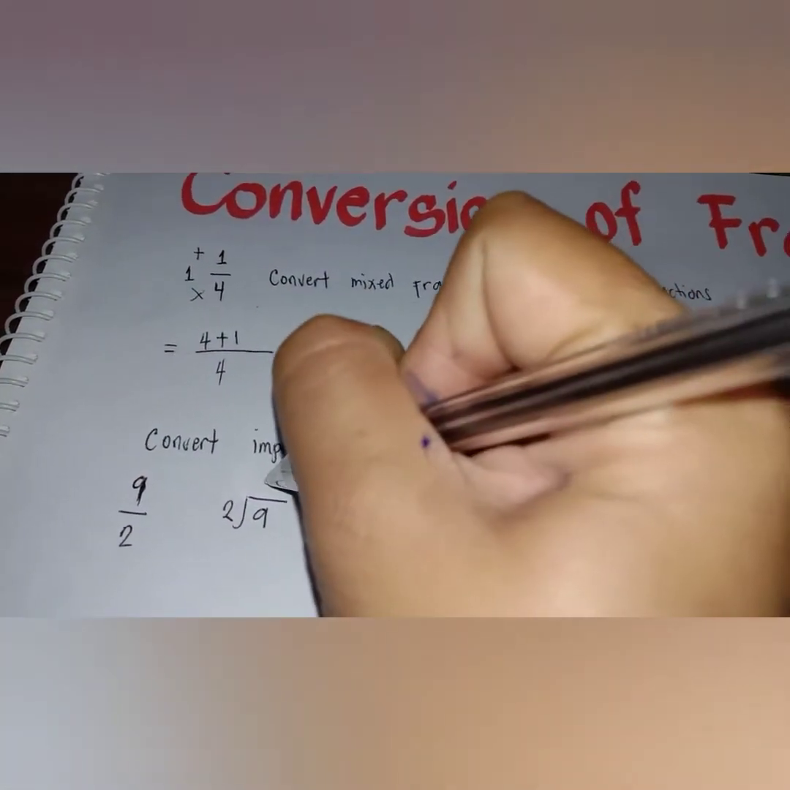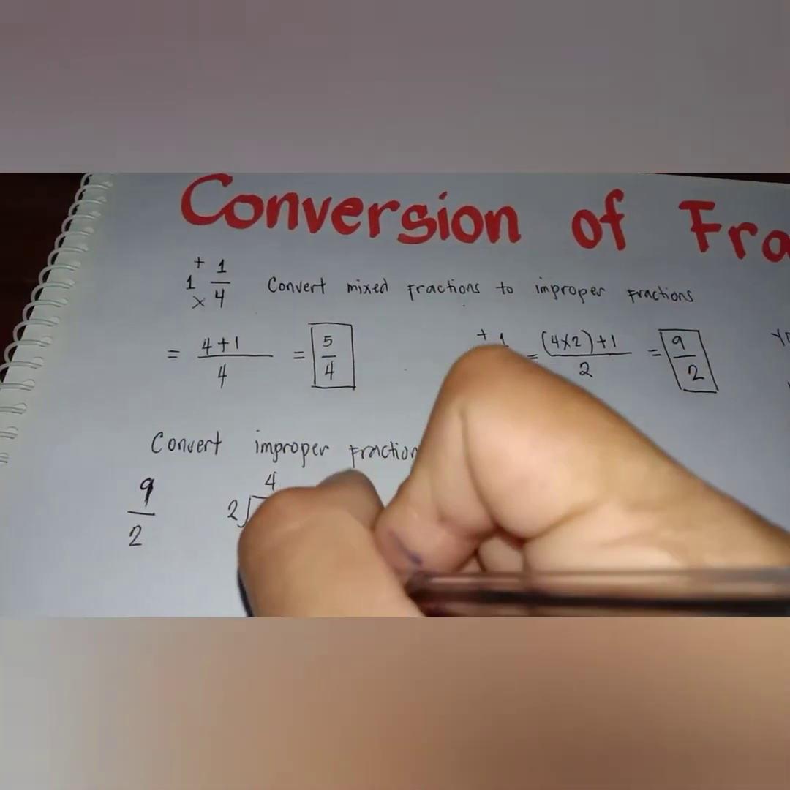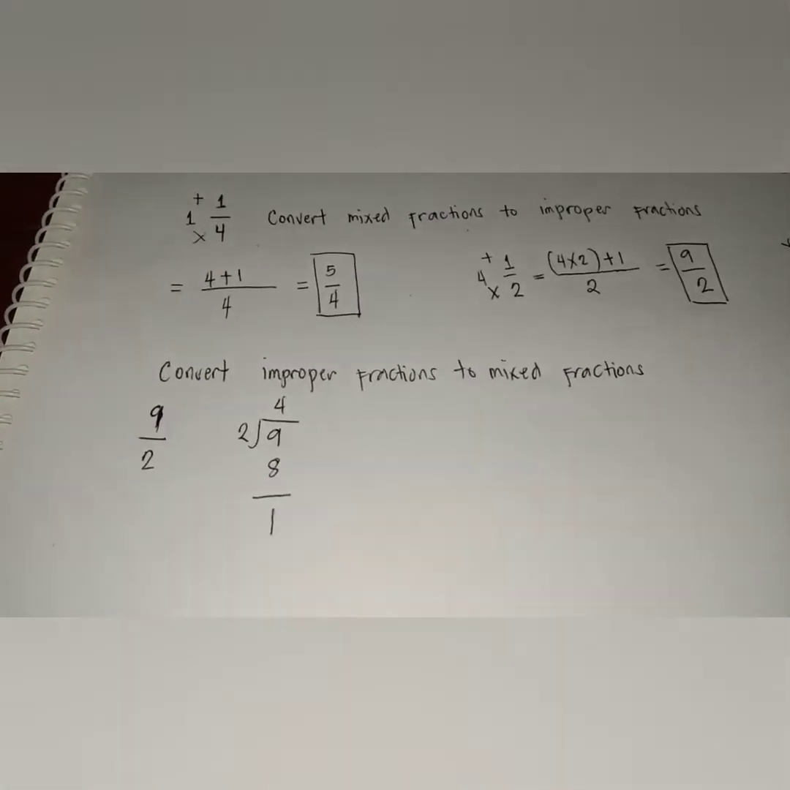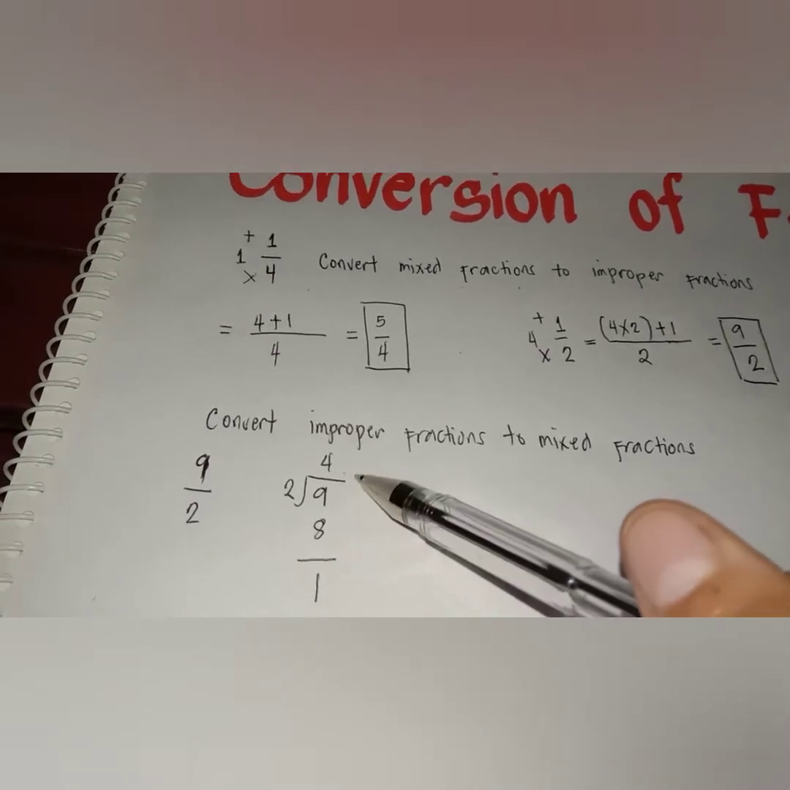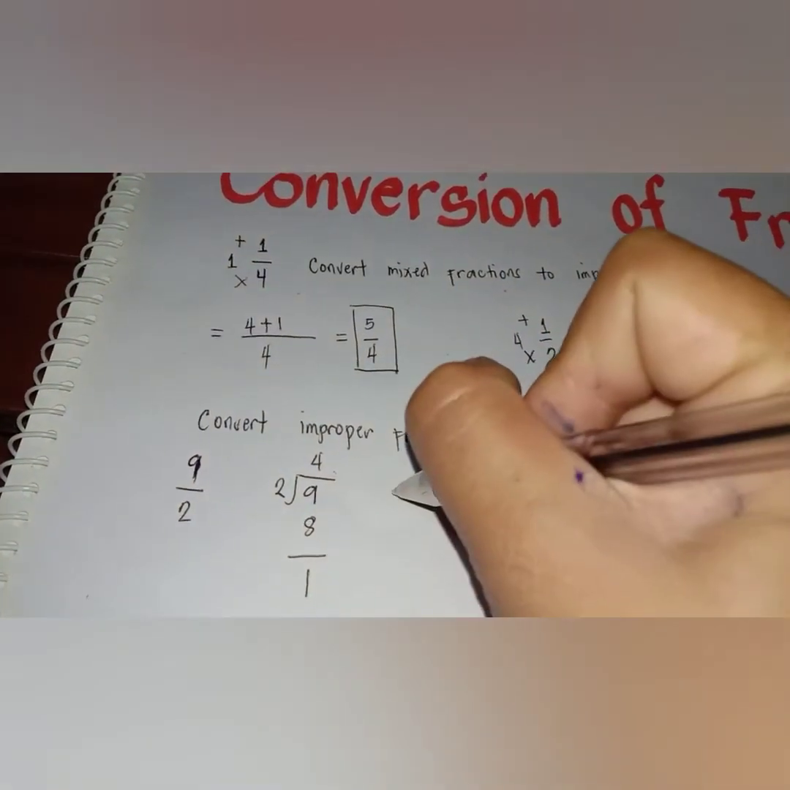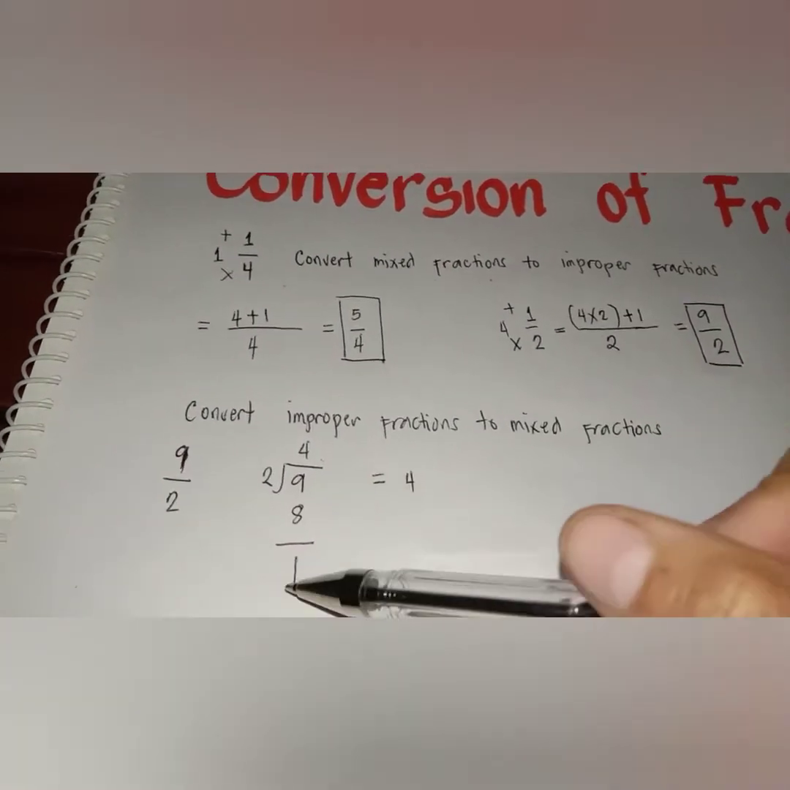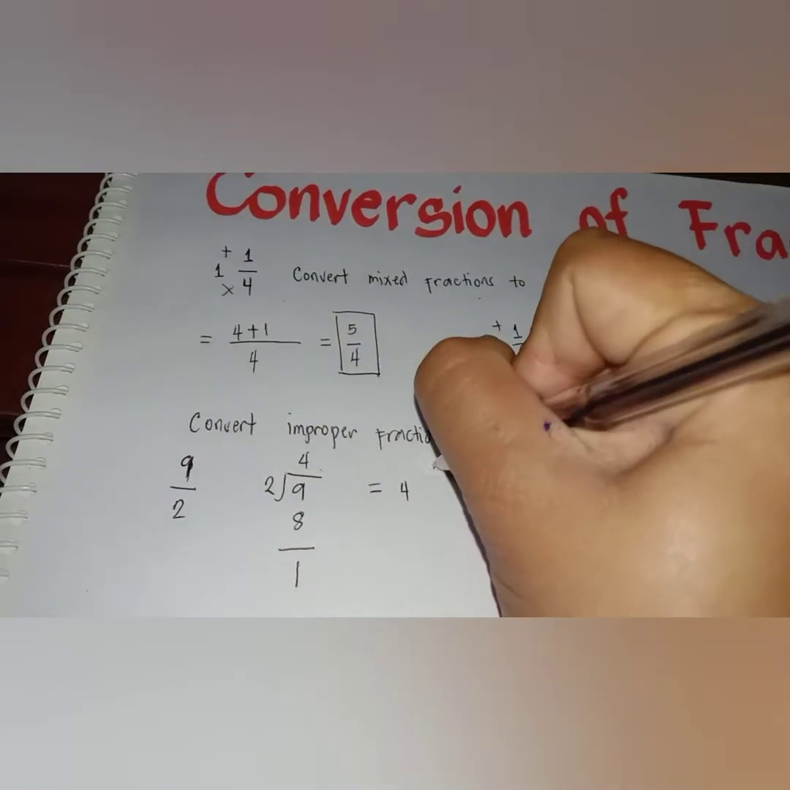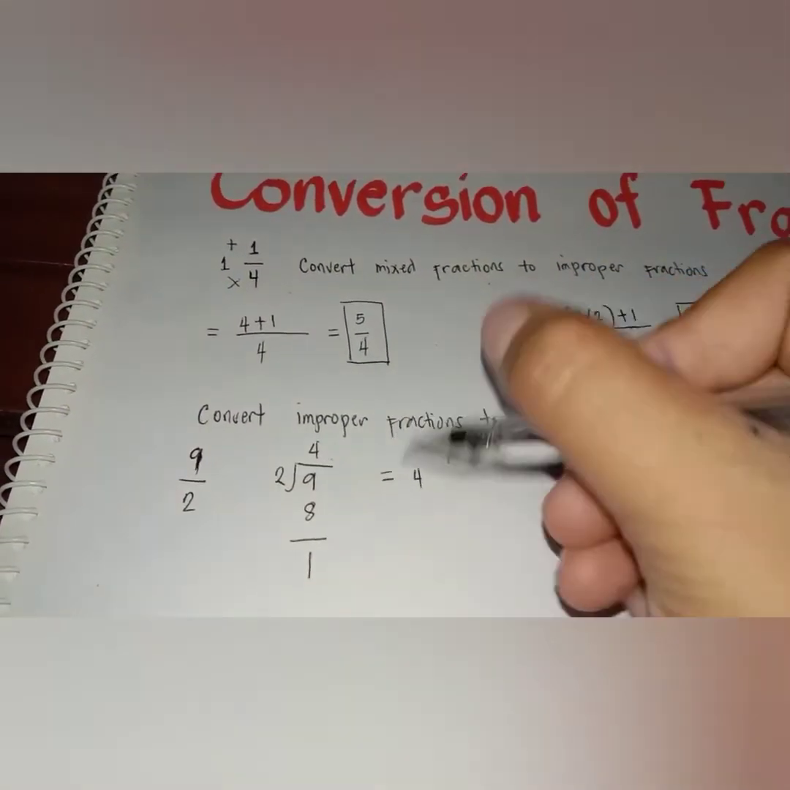So the answer is 4, 1. The quotient shall be the whole number. The remainder shall be the numerator. Then, copy the denominator.